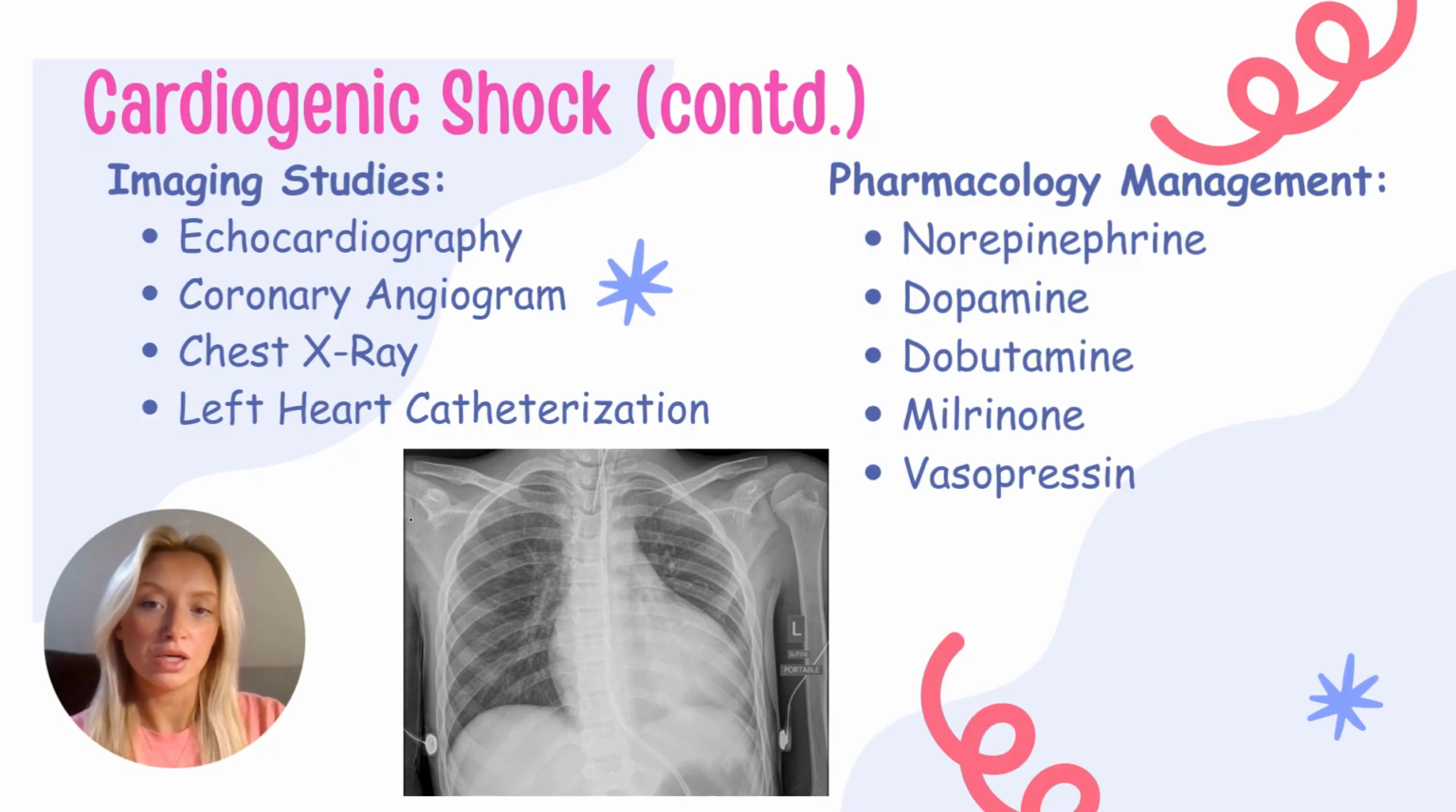Pharmacology management in cardiogenic shock focuses on improving cardiac output and restoring good blood pressure. That's where our vasopressors come in, like norepinephrine and dopamine. Inotropes like dopamine help with cardiac output, and milrinone for increasing systemic vascular resistance. And finally, vasopressin, used alongside norepinephrine, can help to increase blood pressure in severe shock cases.